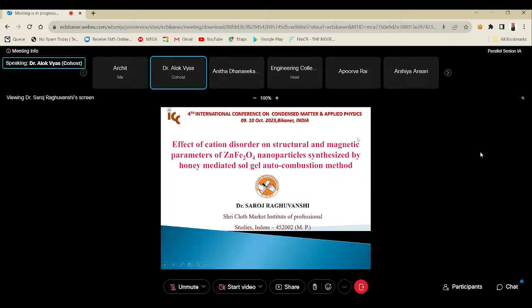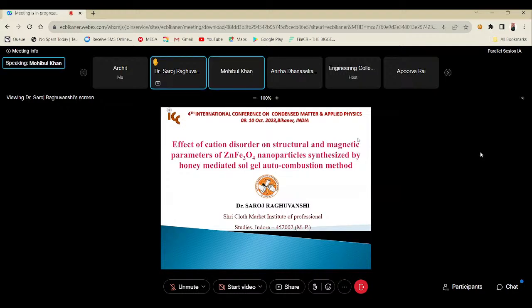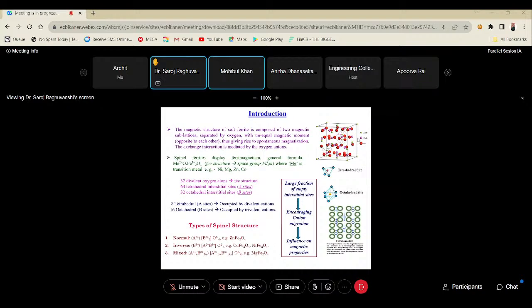Yes. Namaskar, all of you. I'm Saroj Raghuvanshi, Assistant Professor in Sri Cloth Market Institute of Professional Studies. Today, I'm going to present my work entitled Effect of Fuel and Disorder on the Structural and Magnetic Parameters of Zinc Ferrite, synthesized using the honey-mediated sol-gel autocombustion method.